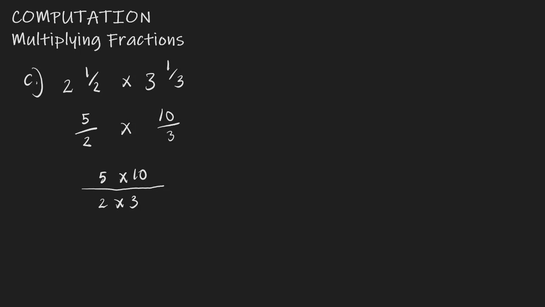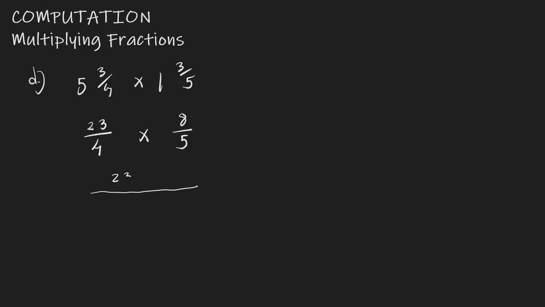I see I have 2 in my denominator and 10 in my numerator. The highest common factor between them is 2. So 2 into 2 is 1. 2 into 10 is 5. The 5 in my numerator and the 3 in my denominator have no common factors. So what am I left with? I'm left with 5 times 5, which is 25, divided by 1 times 3, that is 3. 25 on 3 is an improper fraction, so we can represent it as a mixed number. 3 into 25, that is equal to 8, remainder 1 on 3.